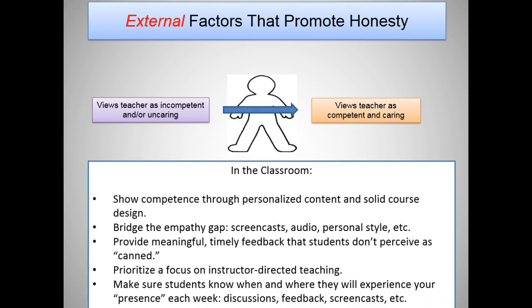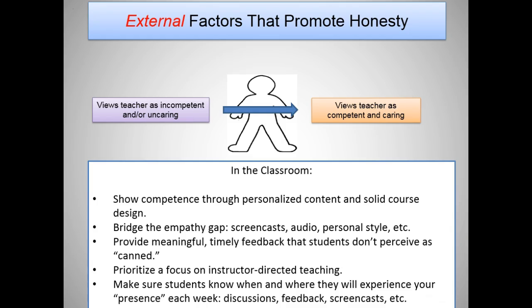Prioritize the focus on instructor-directed teaching. If you're a Front Range person, you've probably heard me talk a lot about that. Where does the student experience your presence in the class, and where do you experience yourself as a teacher in the class? That is probably the time when you can capture the teachable moment, when you can give meaningful feedback, where you can be a presence in that learning experience for the student, where they will actually start to experience you as a real person who cares about them.